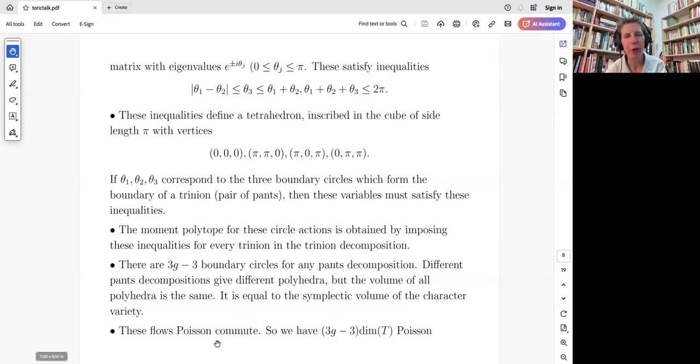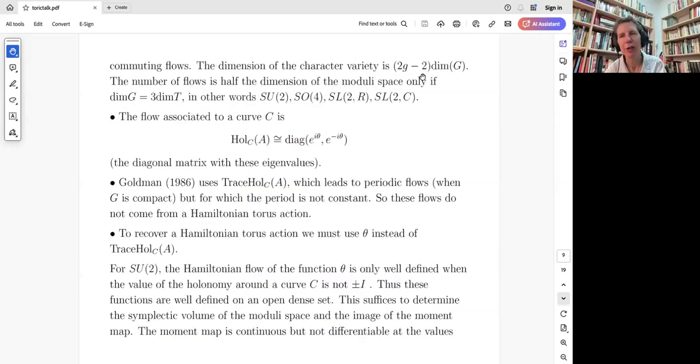These flows Poisson commute, so we have 3g minus 3 times the dimension of the maximal torus, Poisson commuting flows. The dimension of the character variety is the absolute value of the Euler characteristic, which is 2g minus 2, times the dimension of the group. So the number of flows is half the dimension of the moduli space only if the dimension of the group is 3 times the dimension of the maximal torus. So that's SU2, SO4, or some non-compact examples, SL2R, SL2C. This is the reason why I've restricted to SU2.